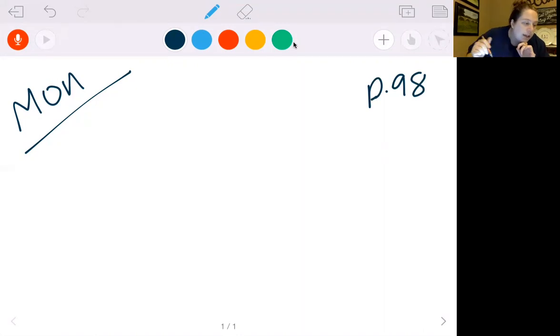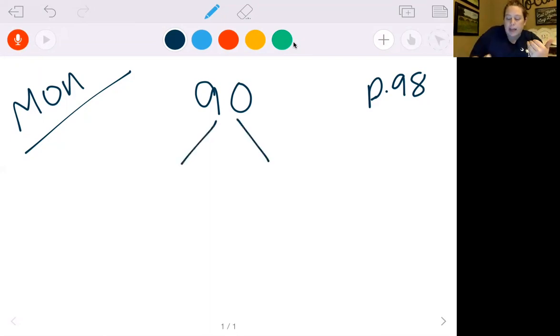So let's do one like 90. We call this prime factorization. So what we do is we want to take this number, which is composite, and break it down into prime numbers. So in my head, I say what makes 90, and we're multiplying, not adding. So I would say 10 times 9. Okay, now both of those numbers are also composite, so I need to break them down to a prime number.